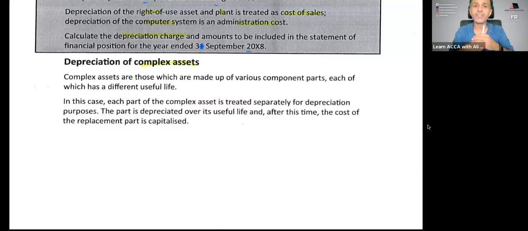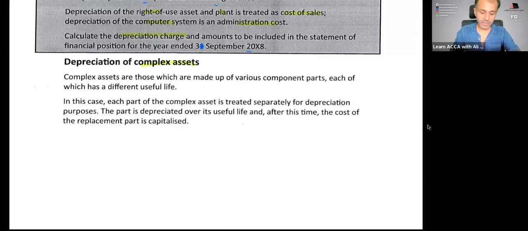So how to depreciate an asset of that kind? Separately. I will have to depreciate the engine separately based on its own life, the interior separately based on its own life, the exterior separately based on its own life. And in the end, we will combine the totals. So first, you should know what a complex asset is: a huge asset comprised of various components, with each component having its own life. Secondly, how to depreciate? The answer is separately, each component.